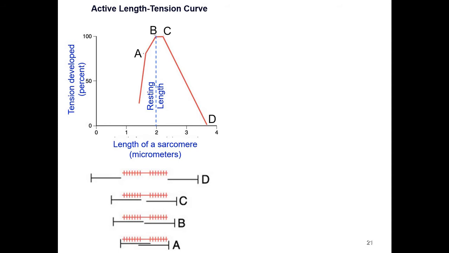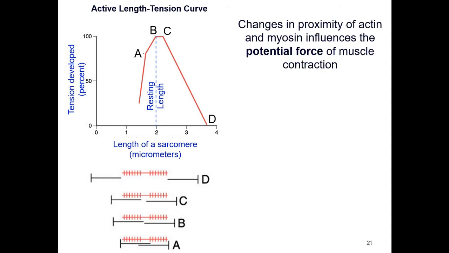In the configuration labeled A, we see that the sarcomere has contracted so much that the actin myofilaments are starting to overlap. This overlap leads to interference and a reduction of the number of effective cross bridges that can be formed. To sum up, what we see here is that changes in the proximity of actin and myosin filaments influences the potential force that can be generated in sarcomeres.